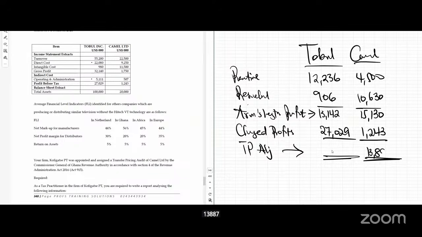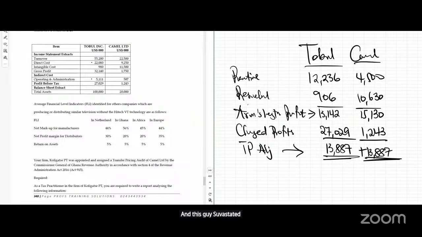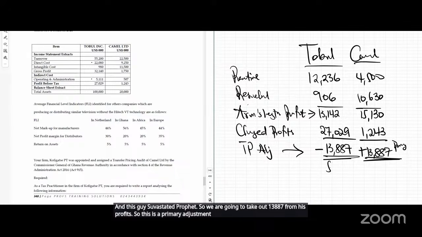$13,887. Well, the same 13,887, right? Same. But then one of them has understated profit, which is this guy, right? He has understated profit. So we are going to add 13,887 back to his profits, and this guy has overstated profit. So we are going to take out 13,887 from his profit. So this is a primary adjustment. This is a what? A corresponding what? Adjustment.